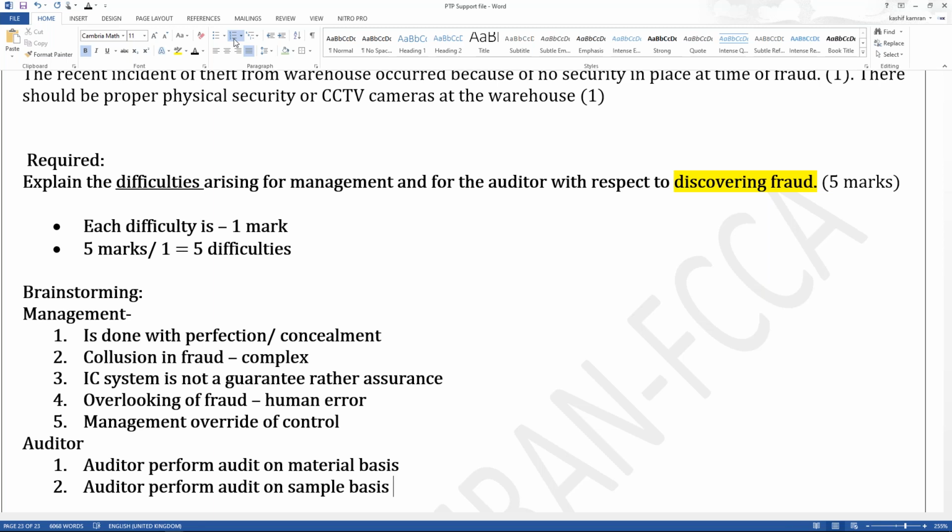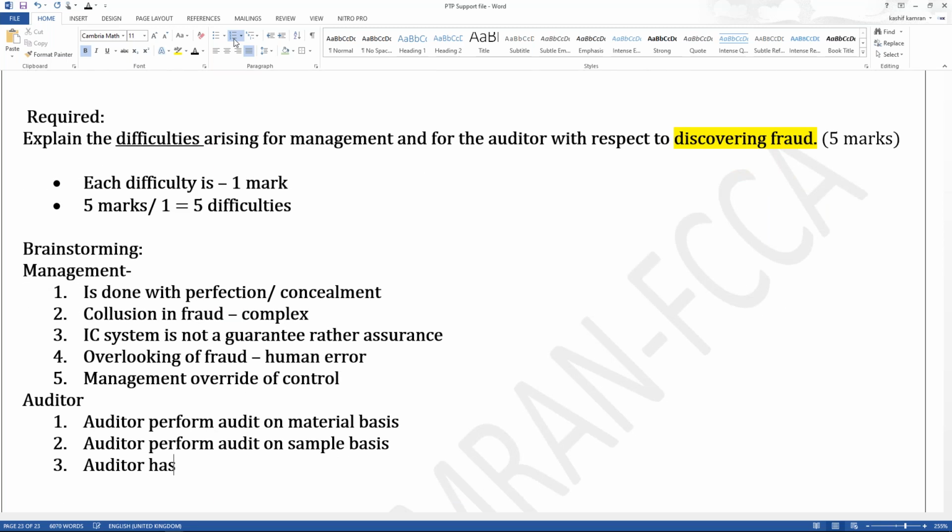And the auditor was not present in the company throughout the year, right? The auditor only came after the year end, and he has very little time. The auditor comes after the year end, and he is in a panic to complete things quickly. So do you believe all these factors contribute to the difficulties for the auditor in terms of discovering fraud?